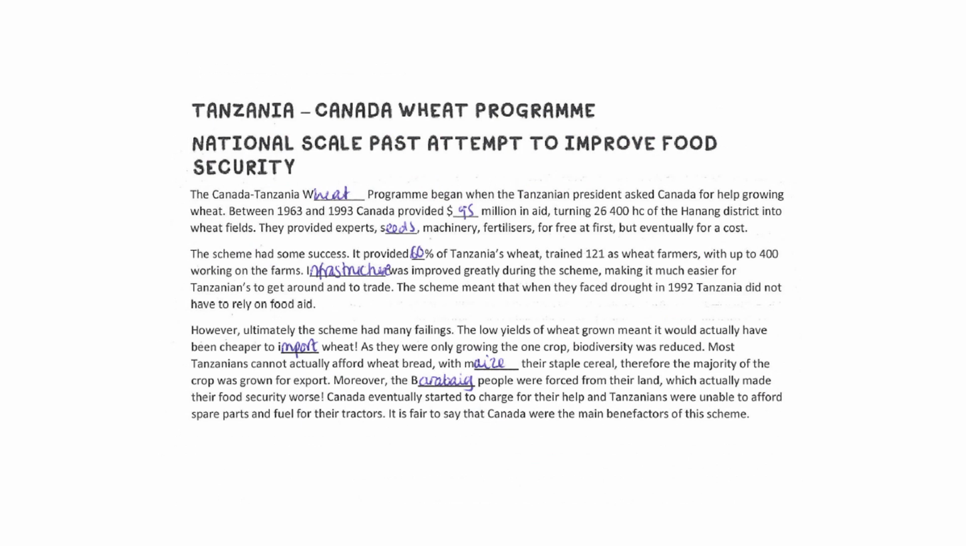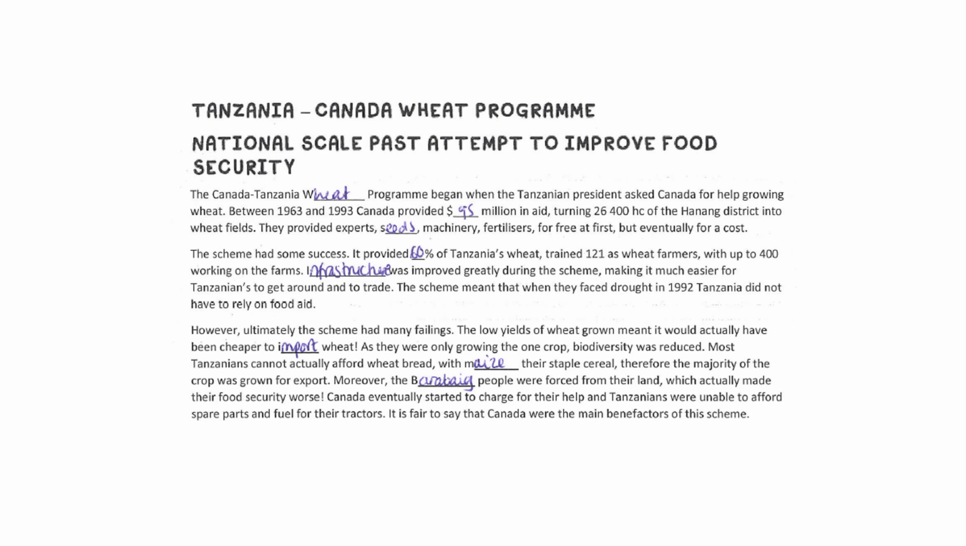The Tanzania-Canada Wheat Programme is the national scale past attempt to improve food security. This was begun by the president of Tanzania, who in the 60s was asking Canada for help to grow wheat. Between 63 and 93, Canada provided $95 million in aid, and they turned 26,000 hectares of the Hanang district into wheat fields. Canada gave them experts, seeds, machinery, and fertilizers for free at first, but eventually they charged them. They had a cost for everything.